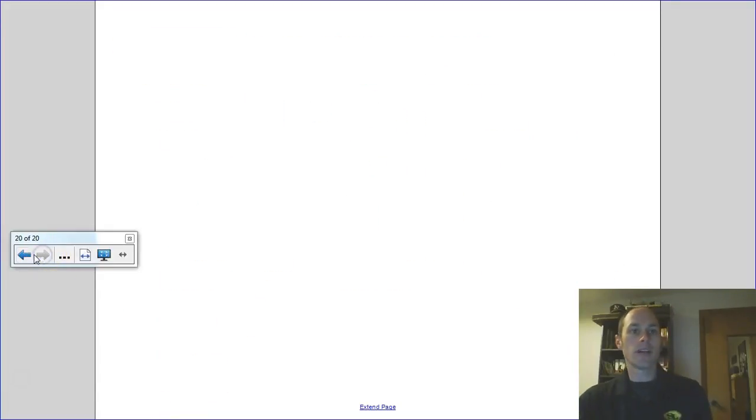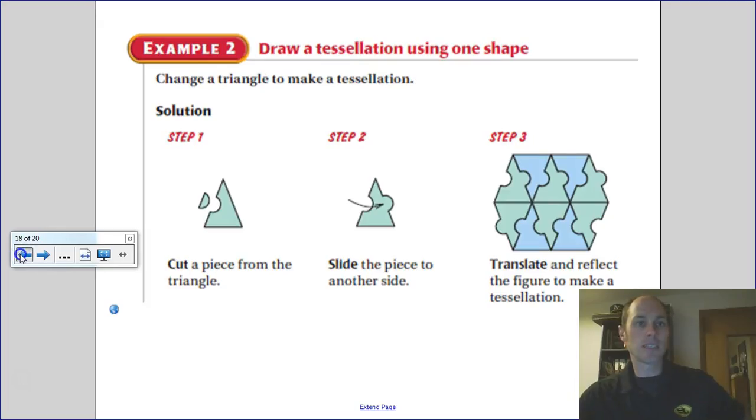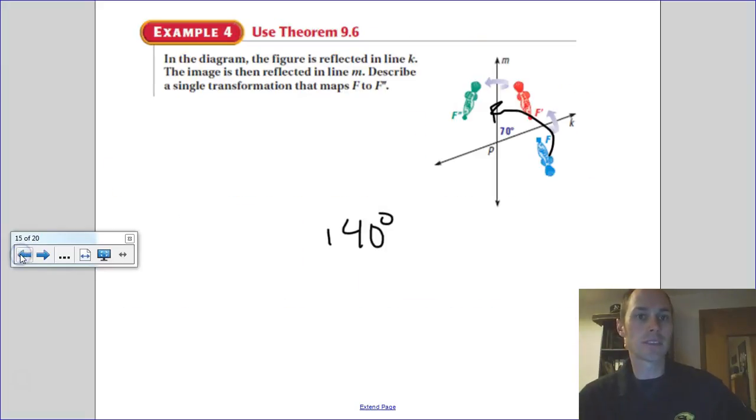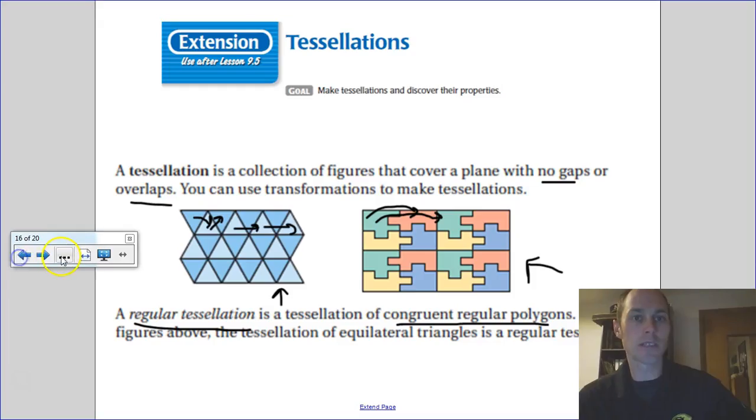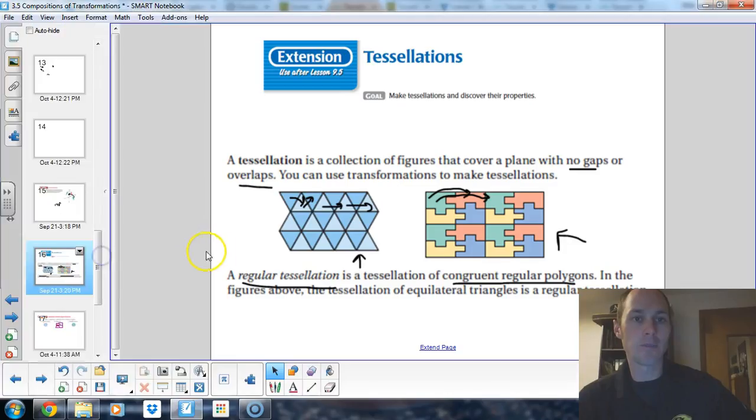All right, so we've learned a lot today about glide reflections and different compositions of transformations and the properties involved, and that led us to work with some artwork or art forms known as tessellations. So if you want, go ahead and enjoy and play around with those tessellations, and we'll see you next time.